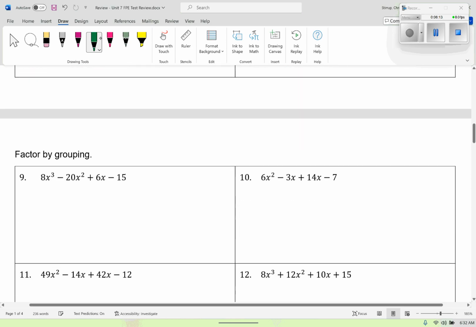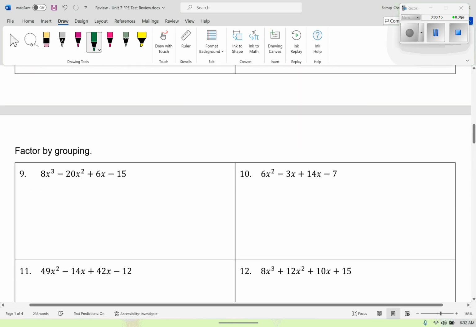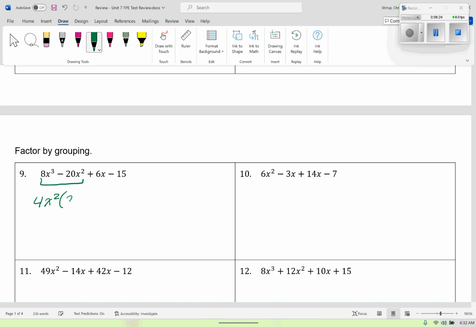All right. The next one is we're going to factor by grouping. So we have 4 terms. So we're going to look at our first 2 terms. It looks like I can factor a 4 out of everything and also an x squared. That's going to leave me 2x minus 5. Plus sign comes down. What can I factor out of 6x and 15? And there's 3 comes out, and that leaves me 2x minus 5. These are the same, so I have 2x minus 5. What do I have left? I have 4x squared plus 3.